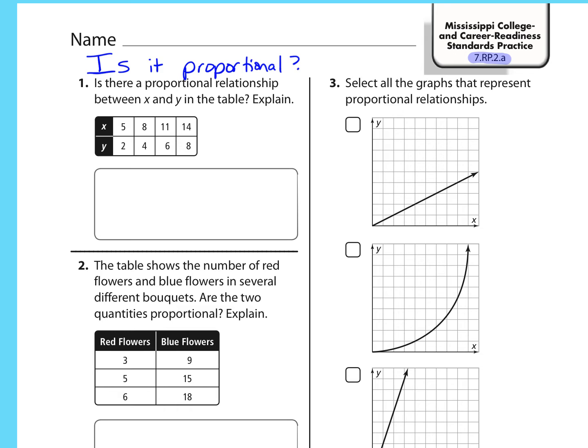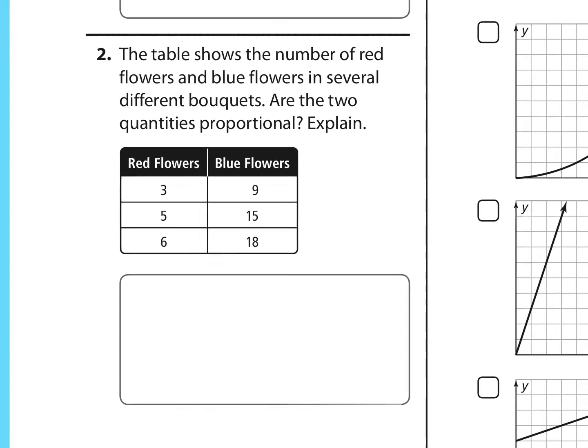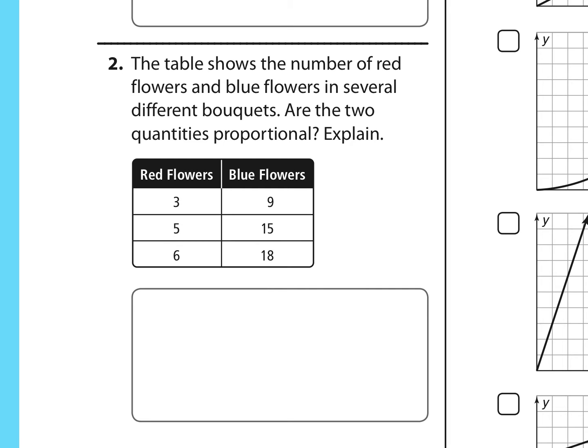And we can find if something's proportional or not on a table, such as problem number 2, by looking at the y value divided by the x value and seeing if it's the same. So let's label this table x and y. It says the table shows the number of red flowers and blue flowers in several different bouquets. Are the two quantities proportional? Well, let's just take y and divide by x.